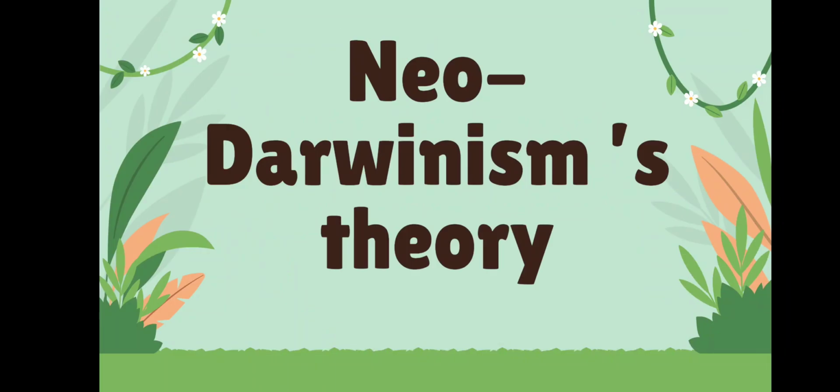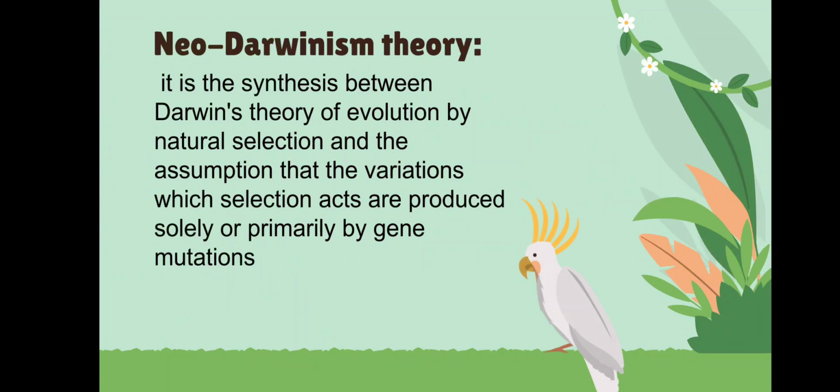Neo-Darwinism theory. Neo-Darwinism theory is the synthesis between Darwin's theory of evolution by natural selection and the assumption that the variations on which selection acts are produced solely or primarily by gene mutations.